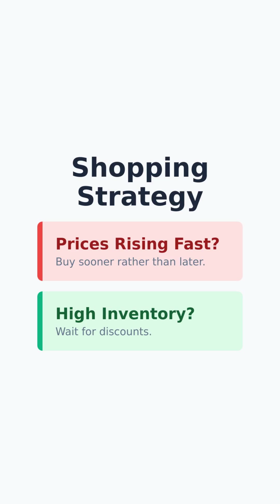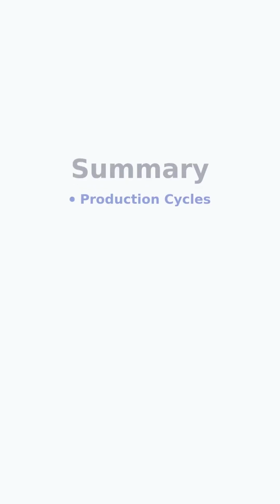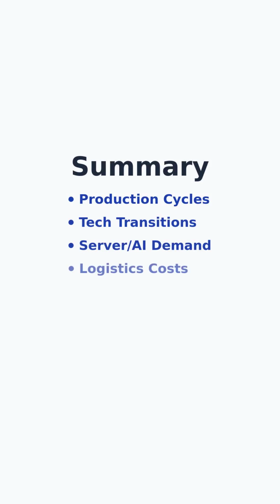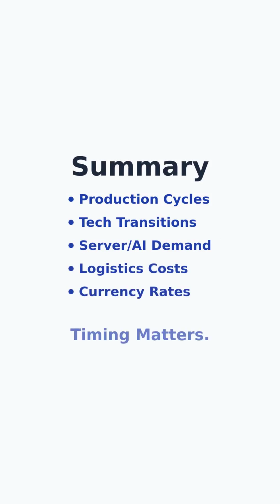until inventory fully normalizes. So, RAM price inflation usually comes from a mix of DRAM production cycles, technology transitions, big swings in server and AI demand, and broader cost and currency pressures. If you're shopping, the practical takeaway is to watch trends. If prices are climbing fast, consider buying sooner. If inventory looks high and discounts appear, waiting can pay off.